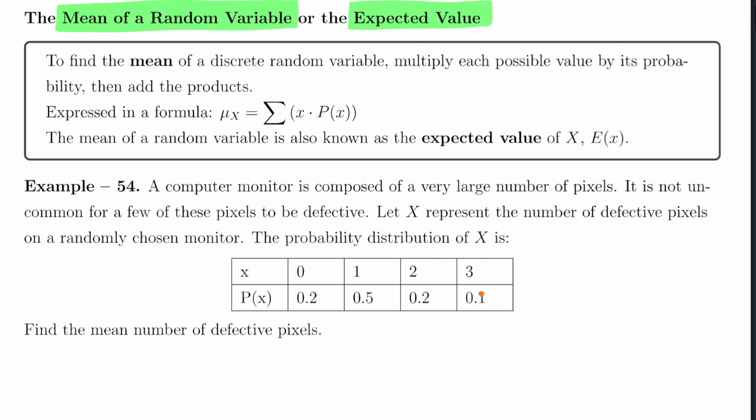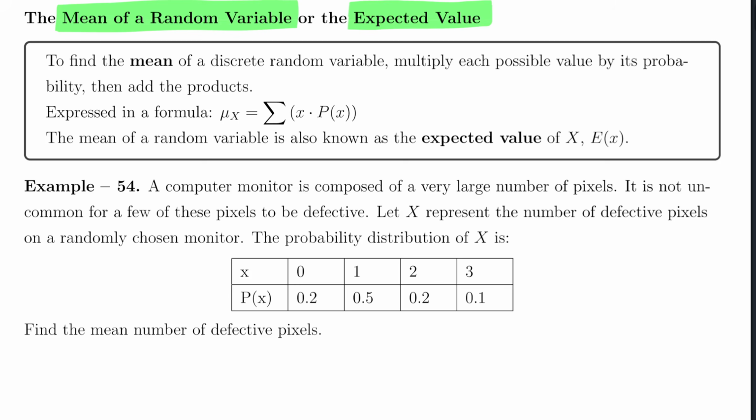Now, in terms of mathematical notation, that entire process can be written here. I've got my mu sub x, so the mean of the random variable x is equal to the sum of all the x values multiplied by their corresponding probability. So you can work with the notation or you can remember the process. Both will work.